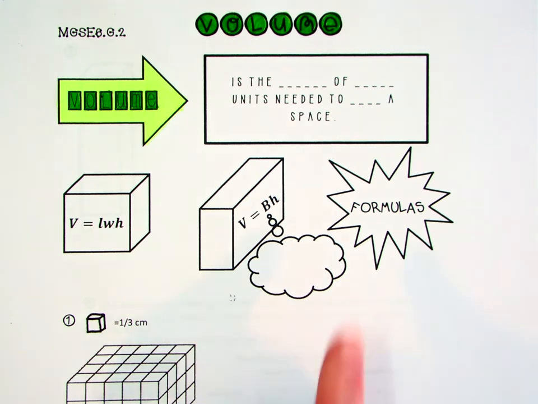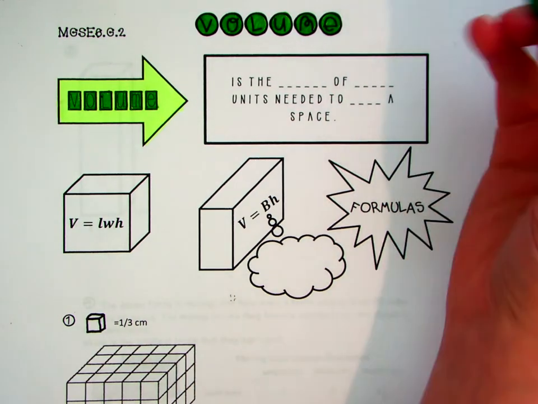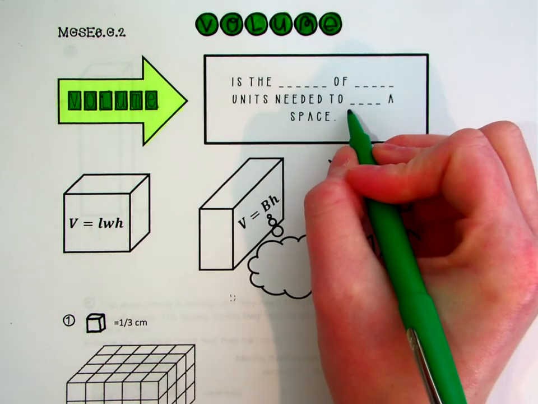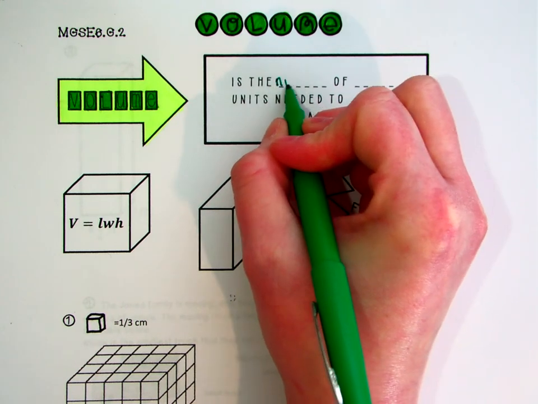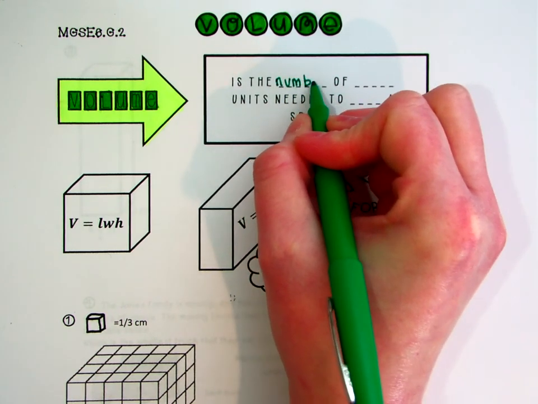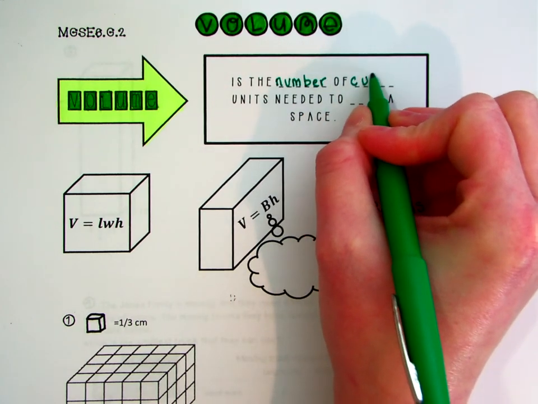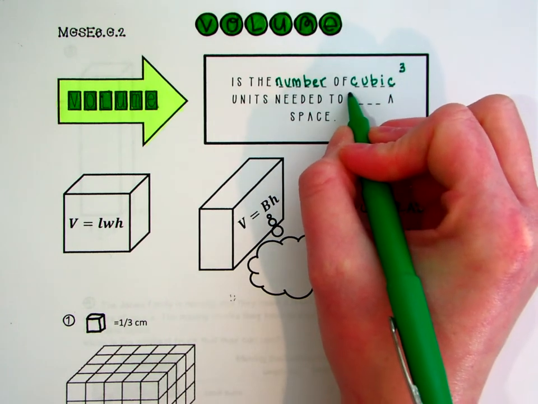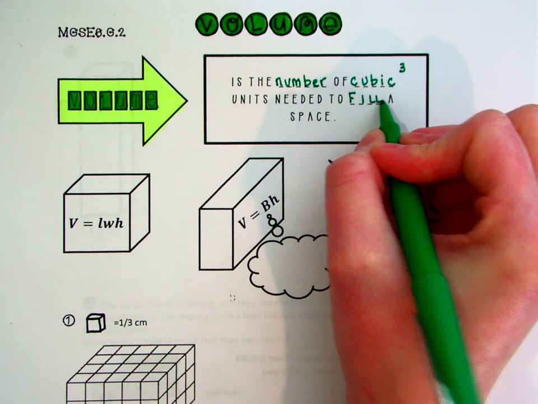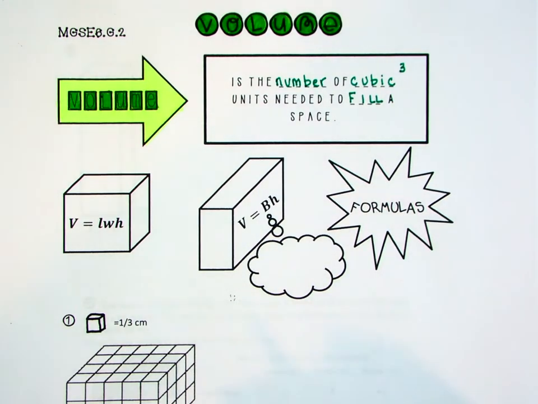Alright, so I've gone ahead and colored in a little bit of this, so feel free to do that with me. You guys can doodle these up. I thought they would look good. You'd enjoy them. Volume is the number of cubic units needed to fill a space. So is the number, and I'm going to try to fit this on these little lines here. Number of cubic, meaning to the power of 3, cubic units needed to fill a space. Okay. And then you guys can come back later and color this in if you want.